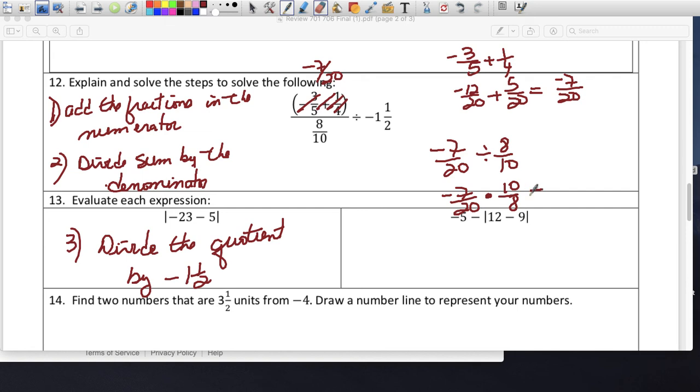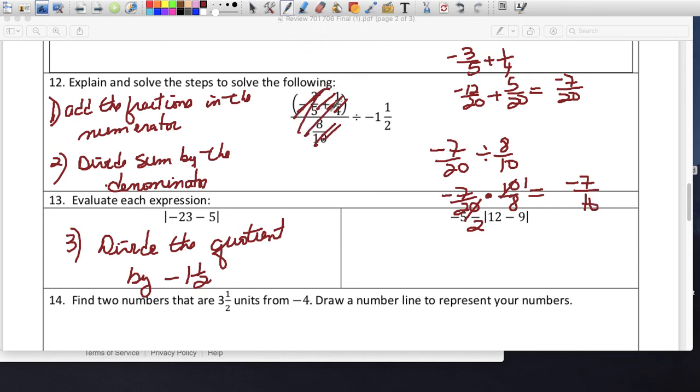Yeah? Can I simplify? Yes. 10 divided by 10 is 1. 20 divided by 10 is 2. Now I'm ready. Negative times a positive is a negative. That's negative 7, and 2 times 8 is 16. So now I can cross this whole thing out. I'm going to erase this.